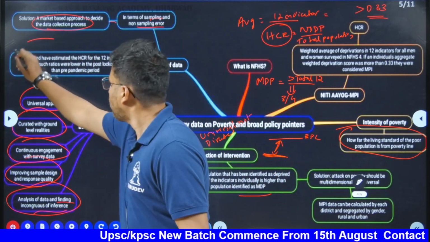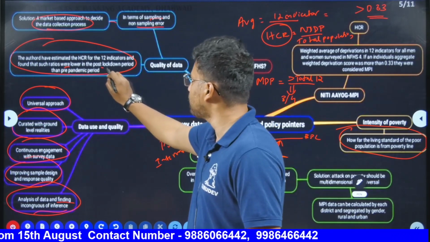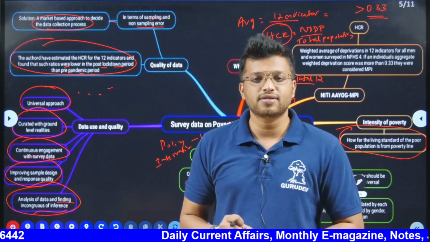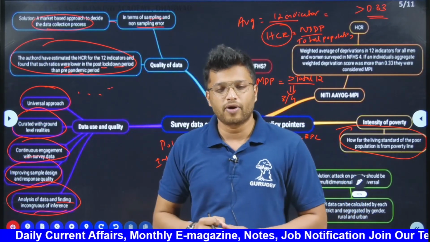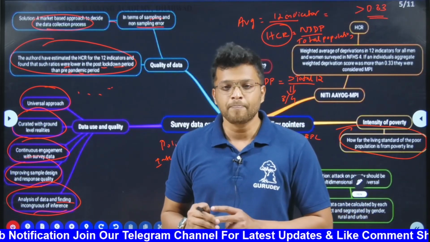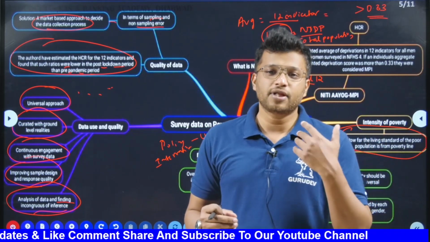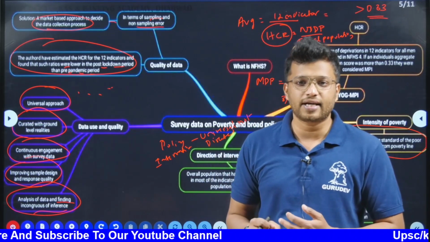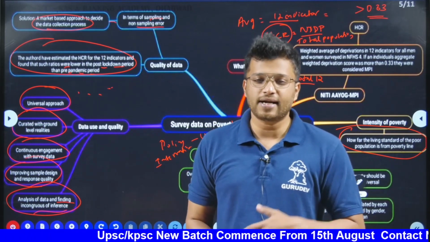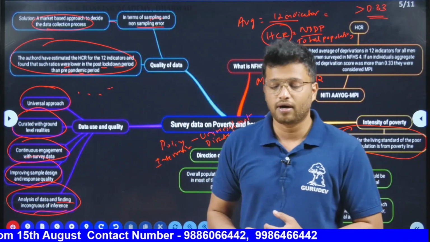Then he talks about how the author has estimated the HCR for the 12 indicators and found that such ratios were lower in the post-lockdown period than the pre-pandemic period. See, here again, the author uses the case study of Tamil Nadu. According to the two surveys that were conducted, pre-pandemic and post-pandemic, it was found that the educational level of children decreased only after the pandemic. So these are the flaws in the data that have to be corrected, and data has to be provided in a good manner so that the policies being implemented reach the correct beneficiaries. That is what the author is arguing.